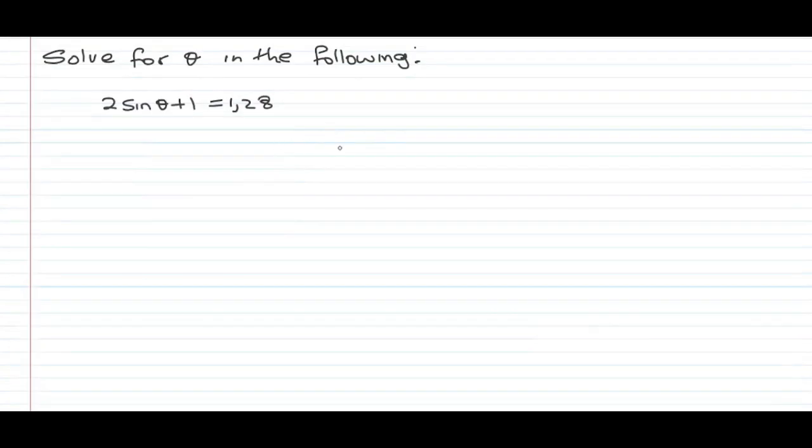Let's look at what we have here. On this problem, we're going to solve for theta in the following. We are given 2 sine theta plus 1 is equal to 1.28.